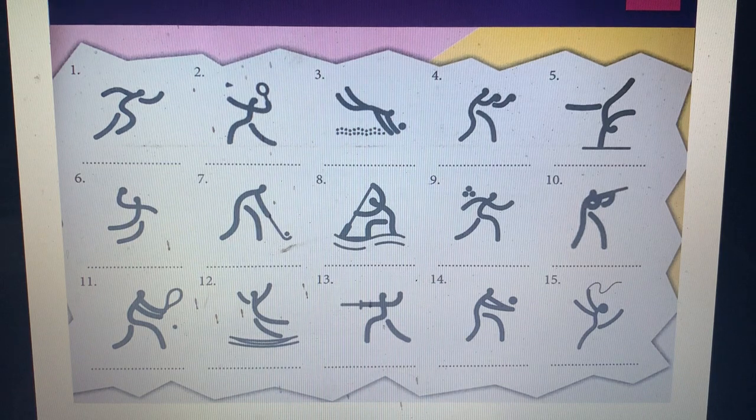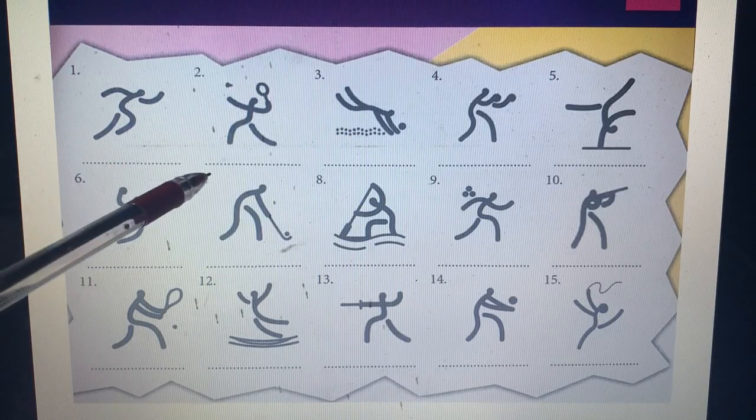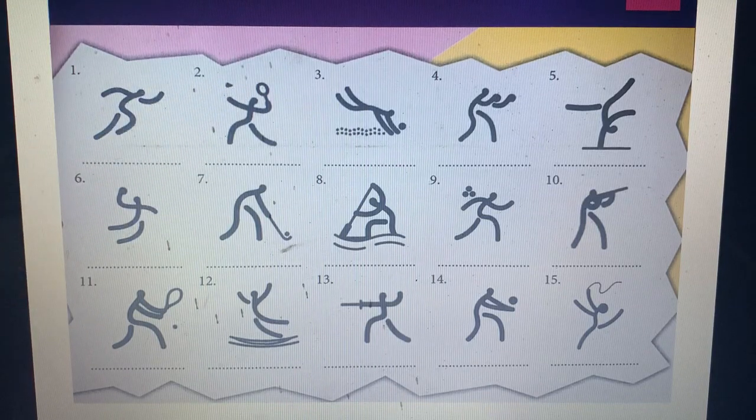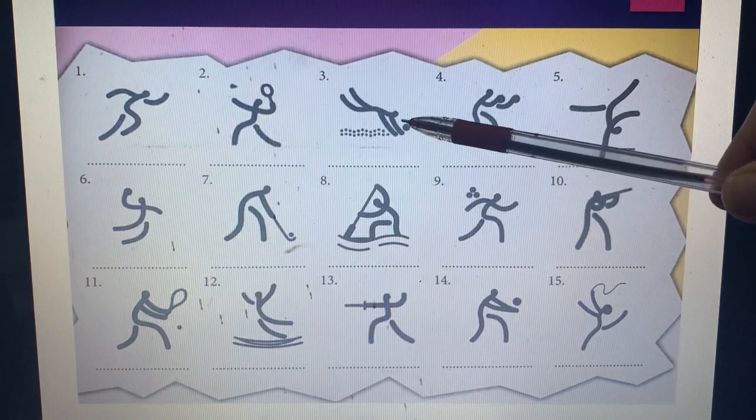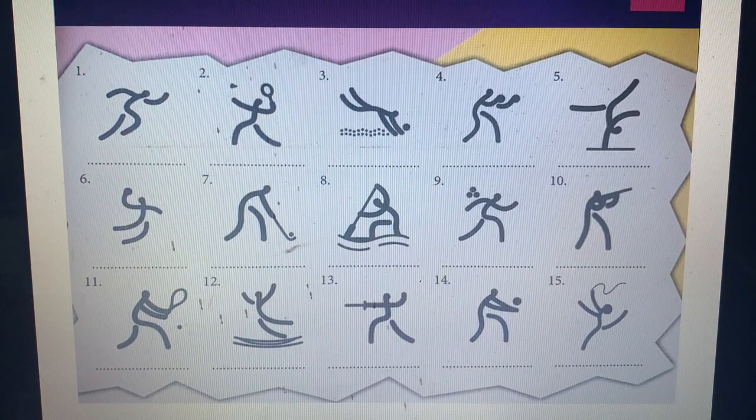So let us start. First is athletics. You all can see. Then the second one is badminton. You can see the racket in the person's hand. Then this is beach and it's a volleyball. The person is playing beach volleyball on a beach. Then it is boxing. You all can see with the help of hands.